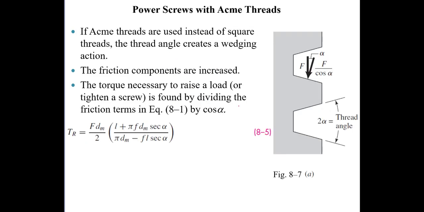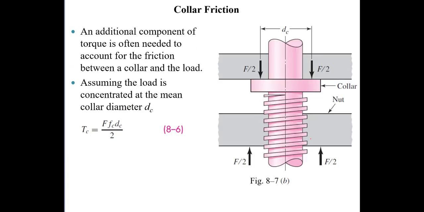If ACME threads are used, they have an angle to them. They're not square. And so we're raising the force using a slightly different net applied normal force on the thread. It's F over cosine alpha. And so the raising torque is a little bit different. It looks like this. The other thing that we have to think about is collar friction.